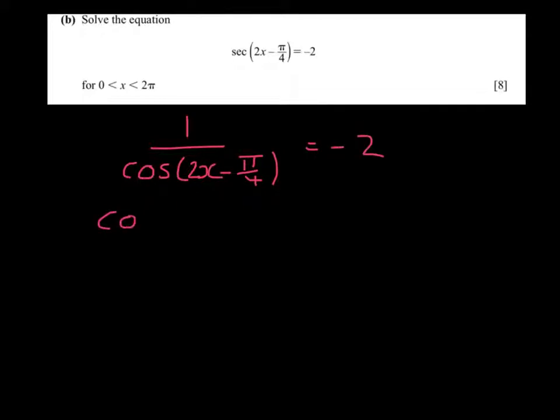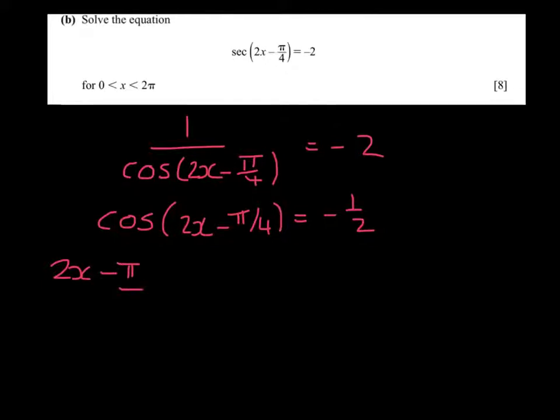Part B, we're solving a trig equation. We can't solve for sec, but we're going to use the fact that sec is 1 over cos. So 1 over the cosine of 2x minus pi over 4 is minus 2. That means that the cos of 2x minus pi over 4 is minus 1/2. Get a calculator, answer: 2x minus pi over 4 is 2 pi over 3.